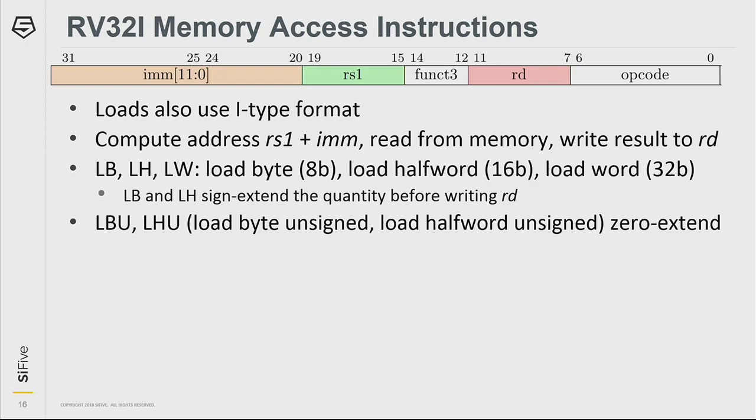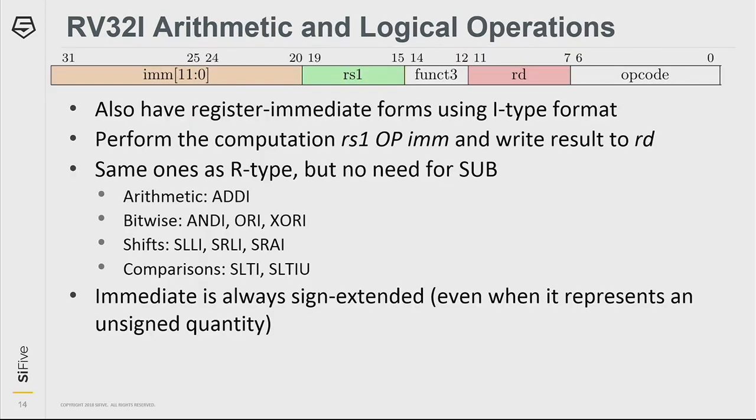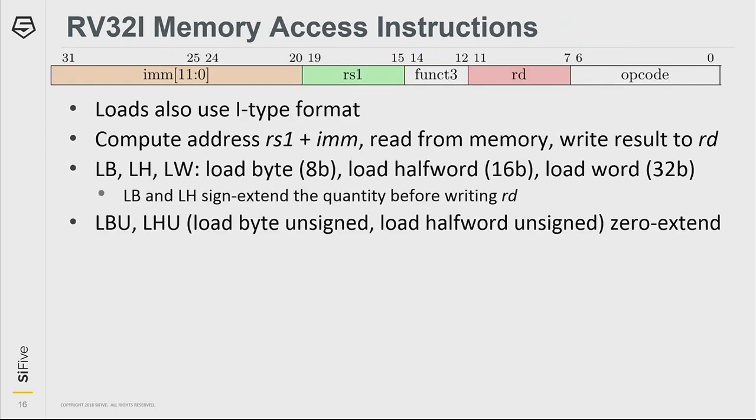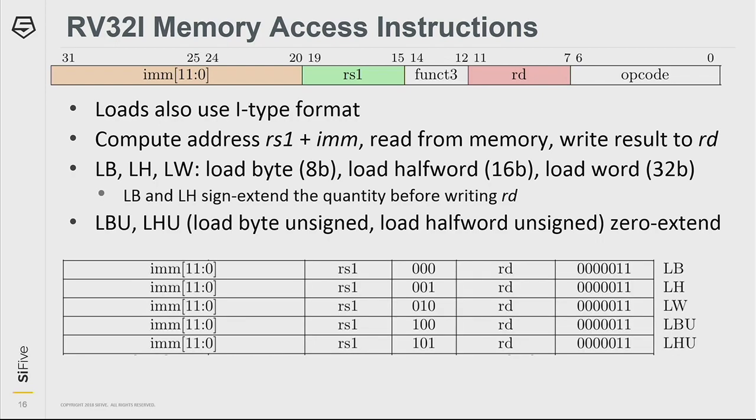The loads all use the I-type format, just like the arithmetic instructions I mentioned before. Same instruction format. What they do is they add RS1 to the immediate to produce an effective address. Then they dereference memory at that address and do whatever sign or zero extension is necessary, and then write RD. And that's all of the load instructions in RV32I right there.